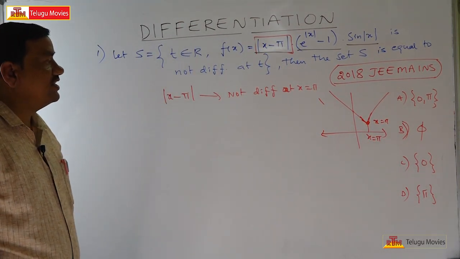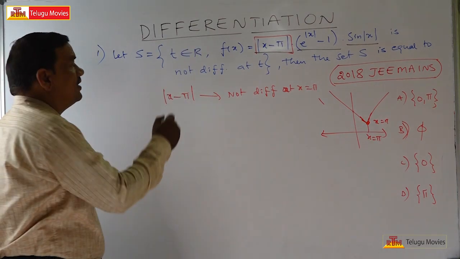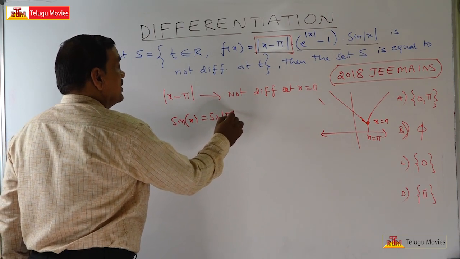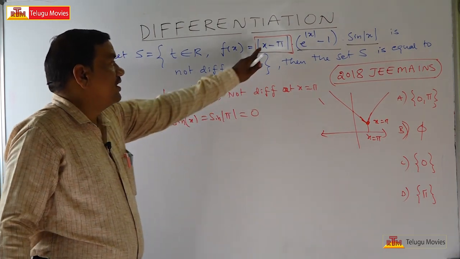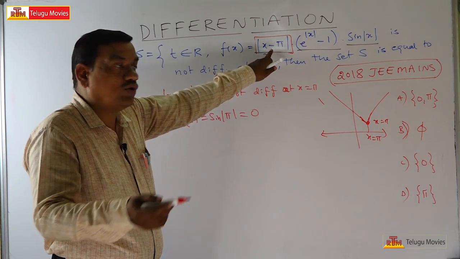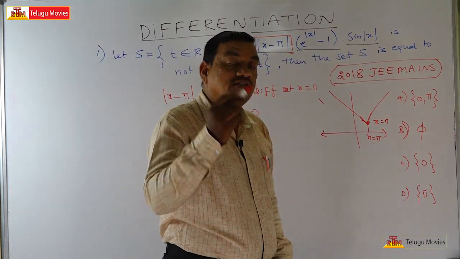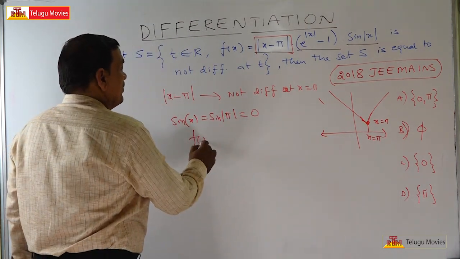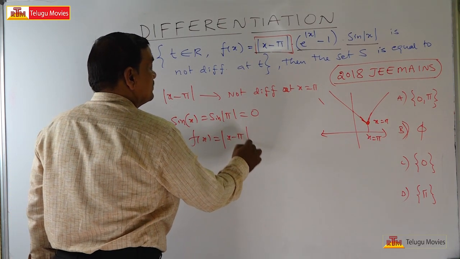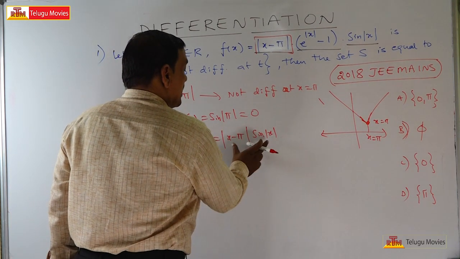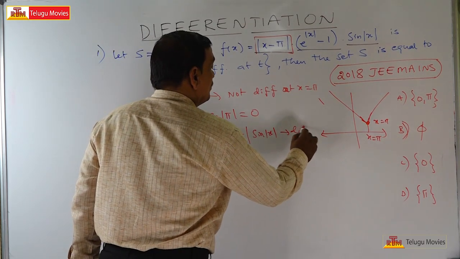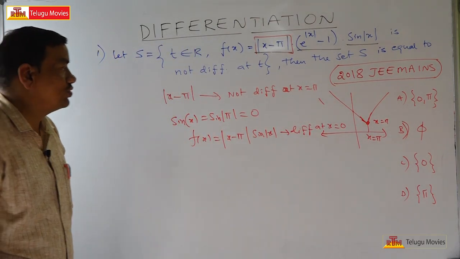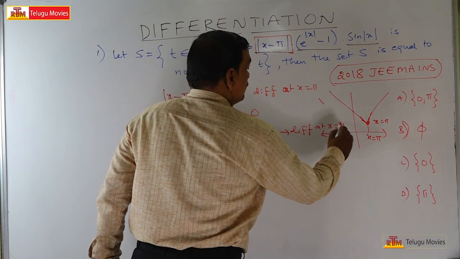Okay. The function is not differentiable. If you observe, sin of modulus of x at x equal to pi, the value is 0. It is not differentiable at x equal to pi, but sin of pi is 0. So, according to the previous concept, f of x is equal to modulus of x minus pi and sin x. If you consider up to here, it is differentiable at x equal to pi.